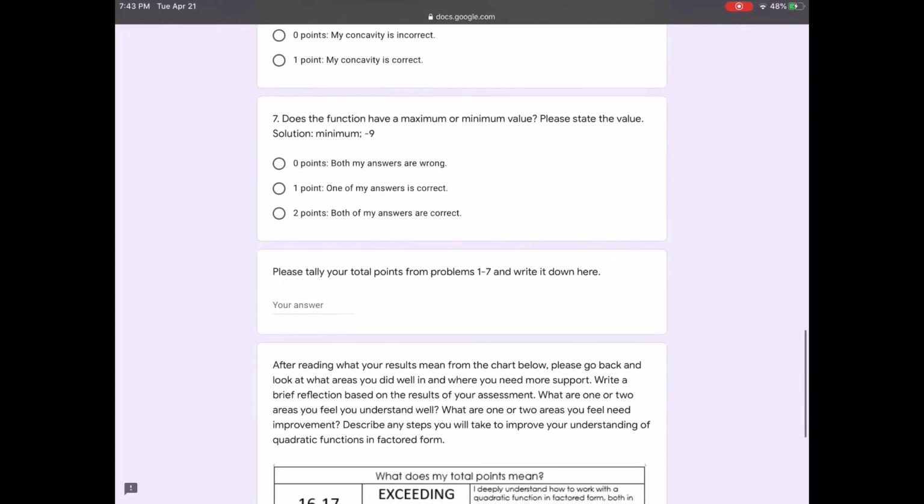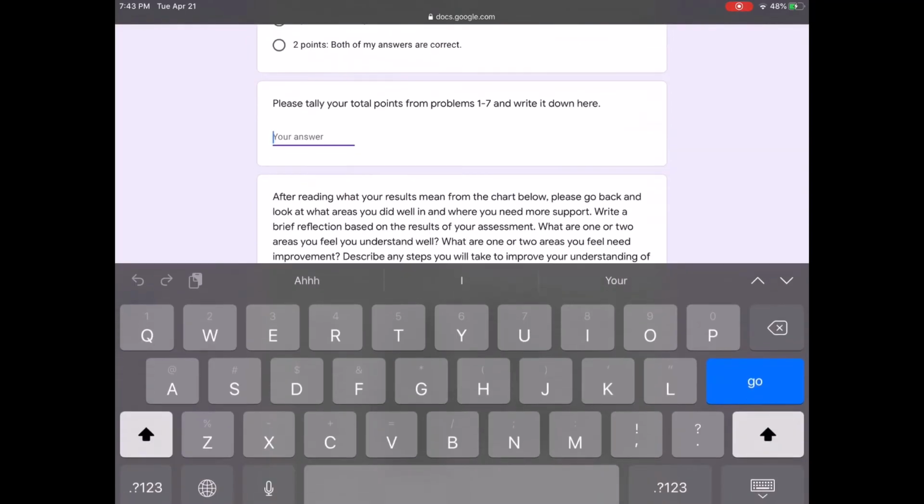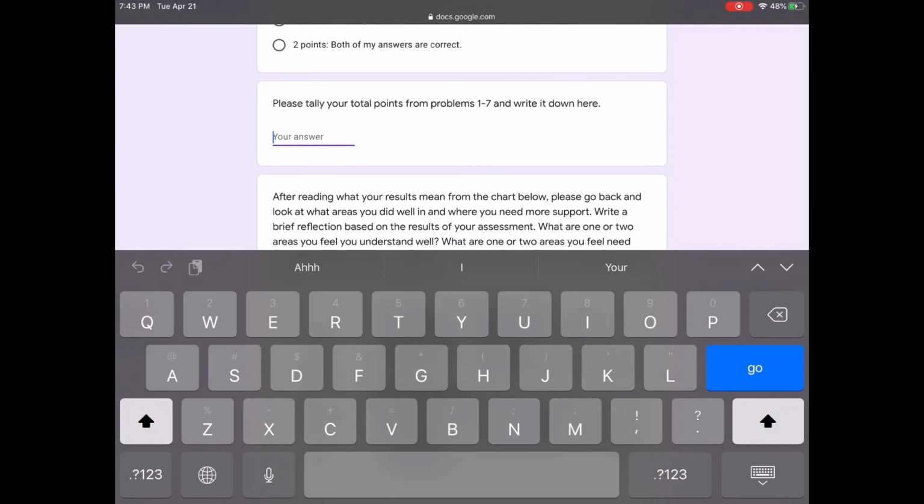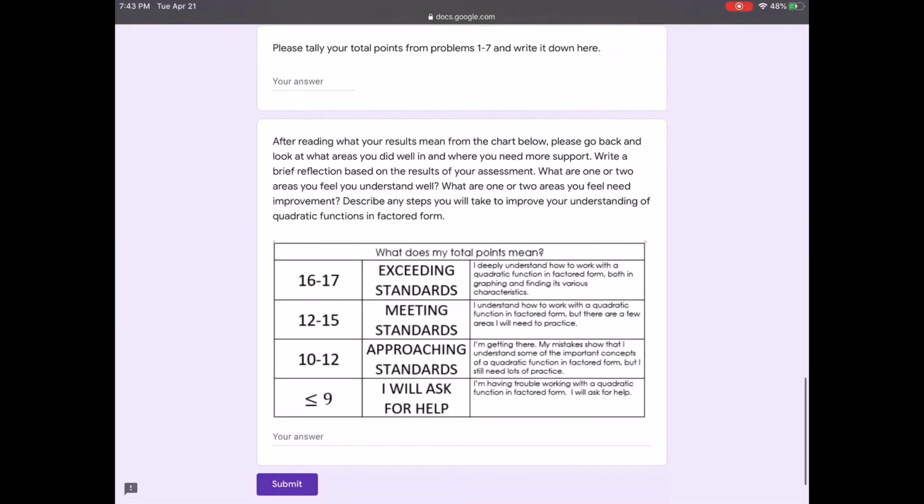And then at the very end right here, after you grade the first 7 questions, you're going to tally up your points, right? Type in your points there and enter it. And then after you do that, I want you to use those points to look at this chart at the bottom to see how you did, okay? So at the end, there's this chart for you to read your results based on the total points. And then from here, what I want you to do is look back at your own work and reflect on 1 or 2 areas you feel you understand well, 1 or 2 areas you feel need improvement, and then any steps you will take to improve your understanding of this content, okay?